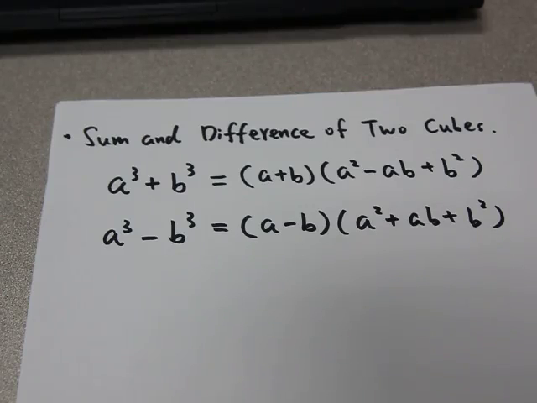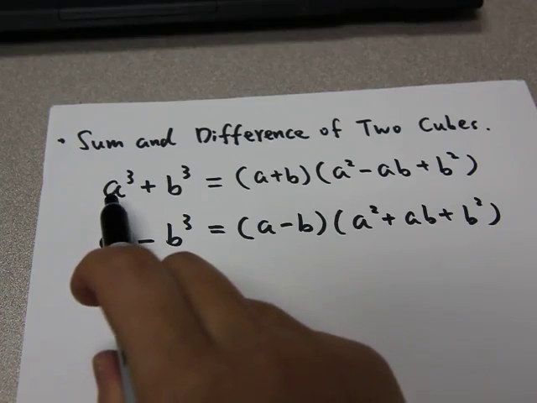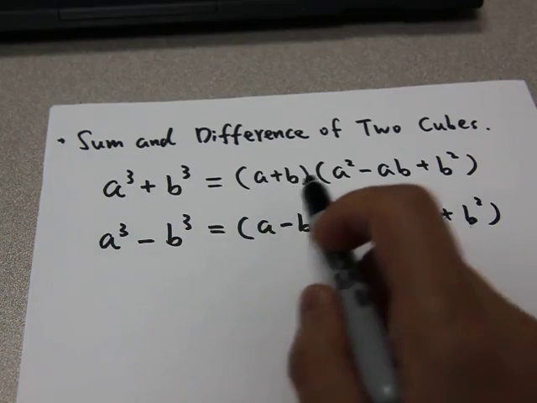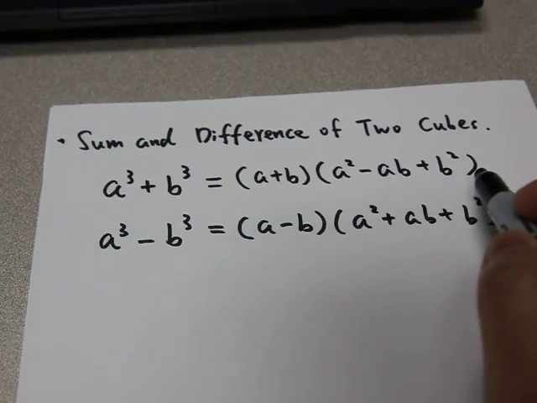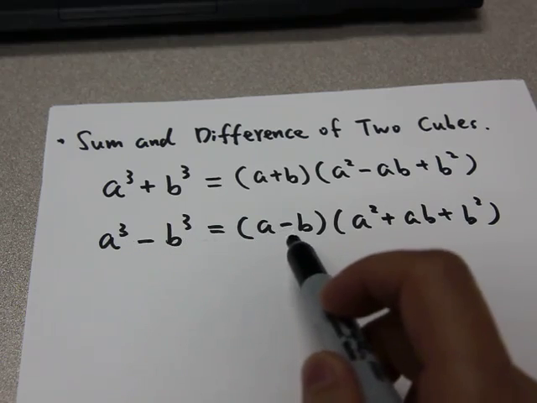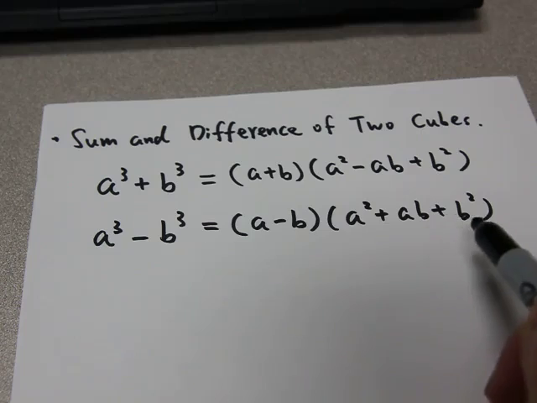Okay, in this video, I'm gonna show you, if the polynomial is a sum of two cubes or a difference of two cubes, how do we factor this polynomial? And these are the formulas we use. If we have a cubed plus b cubed, then we can factor this as a plus b times a squared minus ab plus b squared. And if the polynomial is a cubed minus b cubed, then we can factor this as a minus b times a squared plus ab plus b squared.